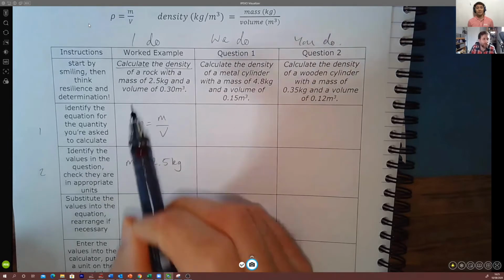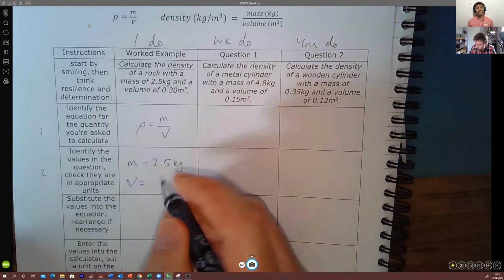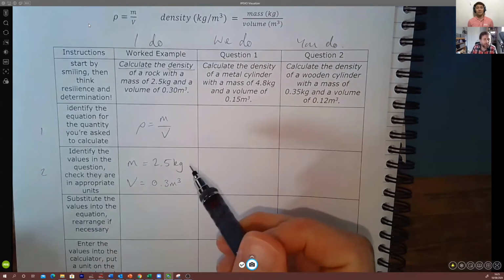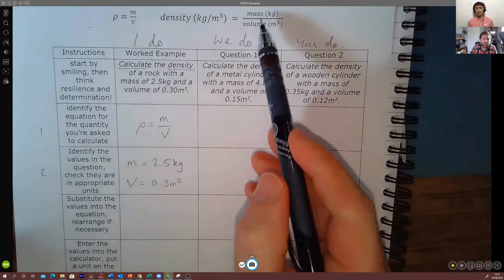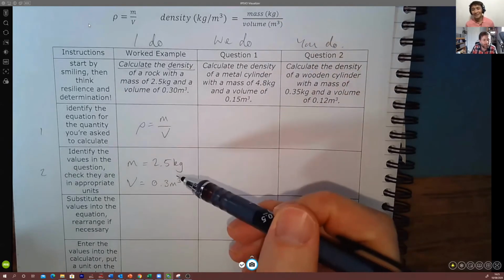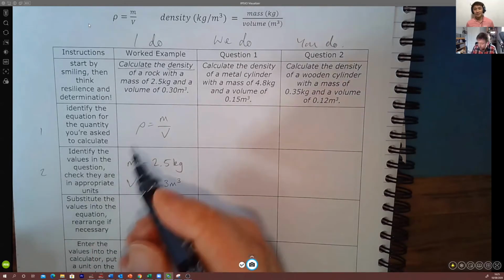And the other value I have is volume, which is 0.3 meters cubed. Now I'm just going to check they're in appropriate units to use. Yes, we use mass in kilogram and we use volume in meters cubed, so I don't need to do any conversion here. Now I'm going to substitute the values into the equation, and rearrange if necessary as well.